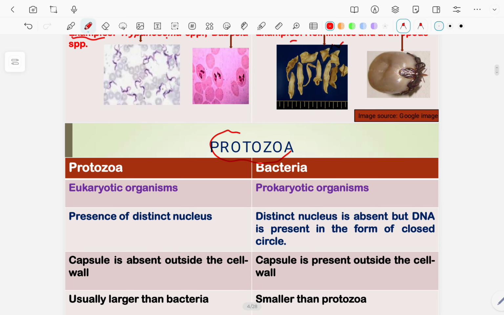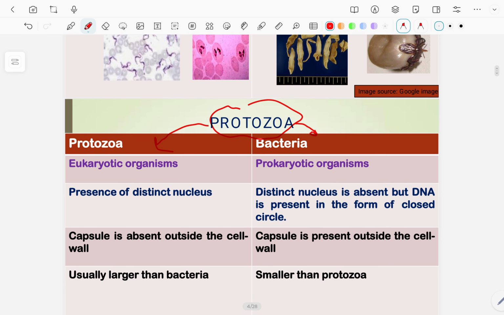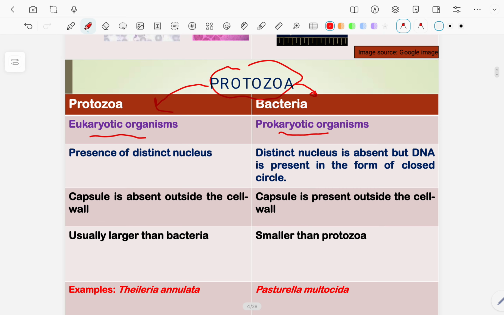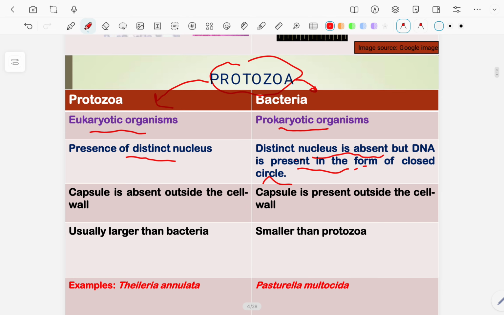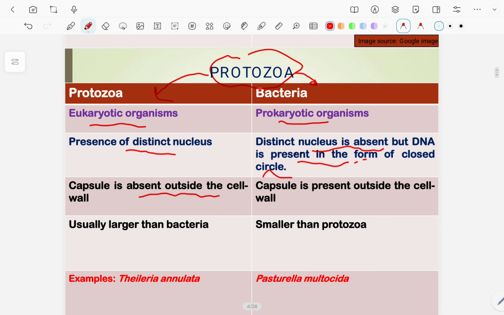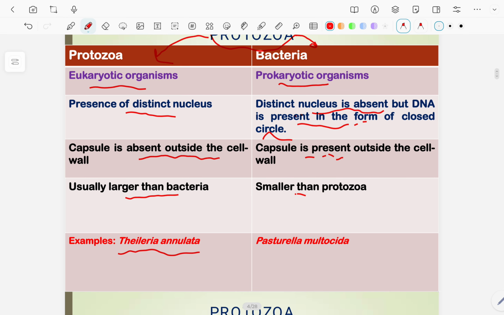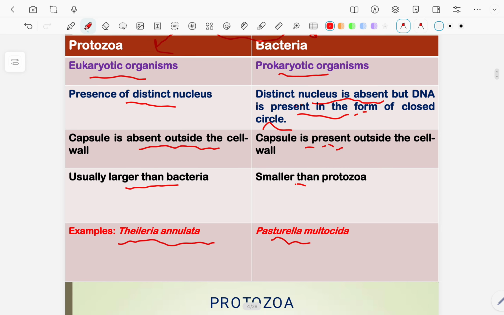Microorganisms are again divided into protozoa and bacteria. Difference between protozoa and bacteria: protozoa are eukaryotic organisms, bacteria are prokaryotic organisms. Presence of distinct nucleus. Distinct nucleus is absent, but DNA is present in the form of a closed circle. Capsule is absent outside the cell wall. Capsule is present outside the cell wall. Usually larger than bacteria, smaller than protozoa. Example: Theileria annulata, Pasteurella multocida.